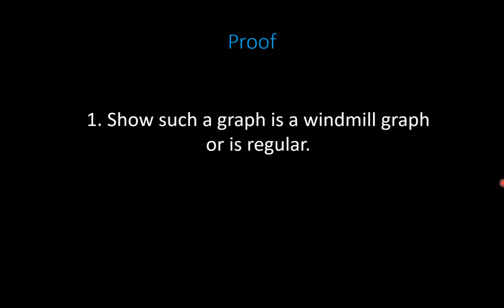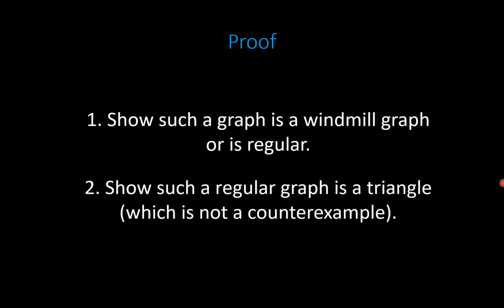For the proof of this theorem, the proof divides into two parts. First, we show that such a graph is a windmill graph, as I showed before, or is a regular graph. And the second thing is I show that such a regular graph that satisfies the conditions of the theorem is a triangle. And a triangle is not a counterexample because it is, in fact, a windmill graph.